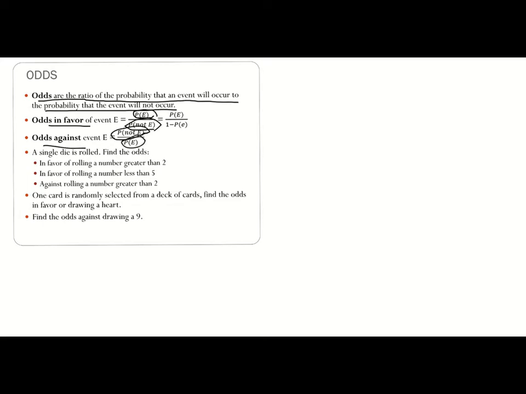So we're going to start off with a single die being rolled. Find the odds in favor of rolling a number greater than 2. So the probability of rolling a number greater than 2: remember, the outcomes for a single die are 1, 2, 3, 4, 5, and 6. A number greater than 2 would be anything from 3 through 6, so that is 4 out of 6. And it's going to be divided by the complement. The complement would be a number that's 2 or less, so it's going to be 2 out of 6.